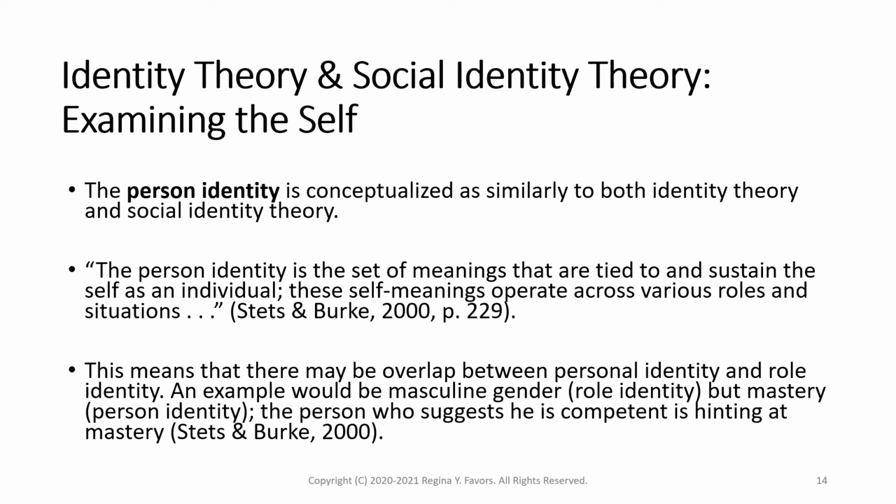An example would be masculine gender for role identity, but mastery in terms of person identity. The person who suggests he is competent is hinting at mastery. So it's obvious that gender would be related to role identity. This is a female role, this is a male role, right? But mastery is related to that learning goal orientation I was talking about, that you are pursuing mastery of something. And you are now making the fact that you are parliamentarian of a student government council part of your person identity. That you know the rules.